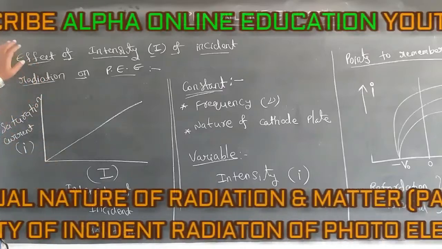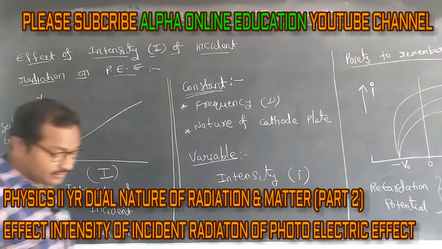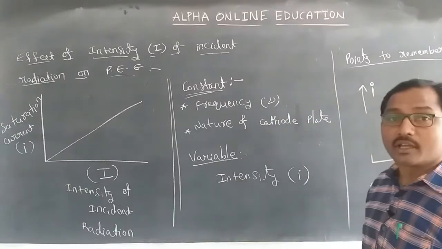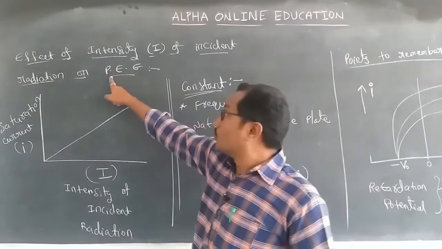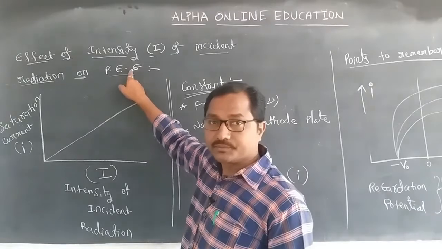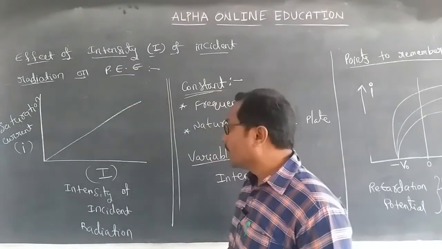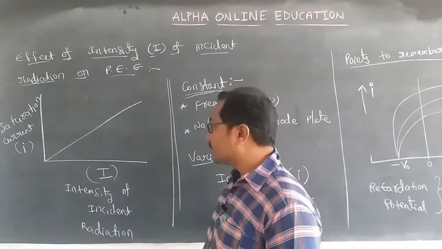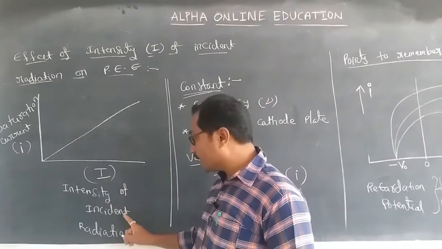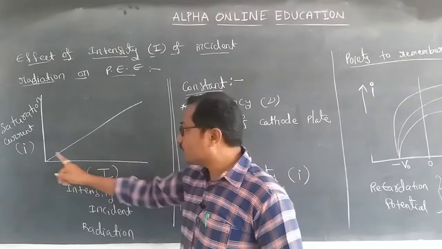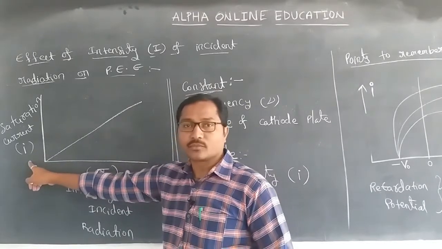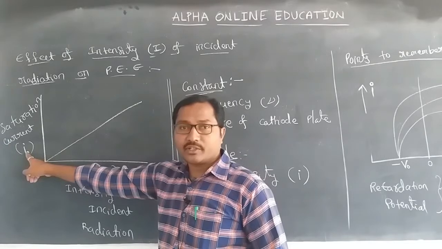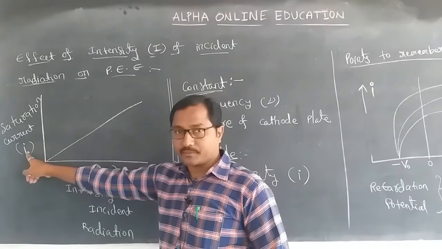That is the effect of intensity of incident radiation on photoelectric effect. Okay, right. See here, if you are going to be drawing a graph between the intensity of incident radiation I and the saturation current, we know the meaning of this saturation current from the previous video. We have discussed this one.